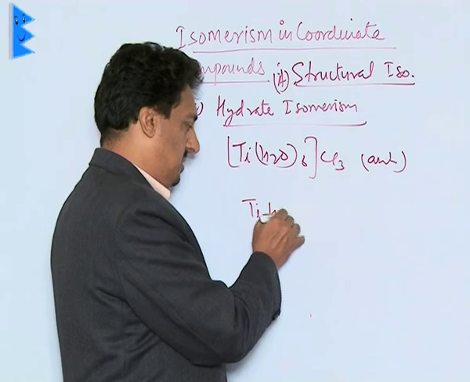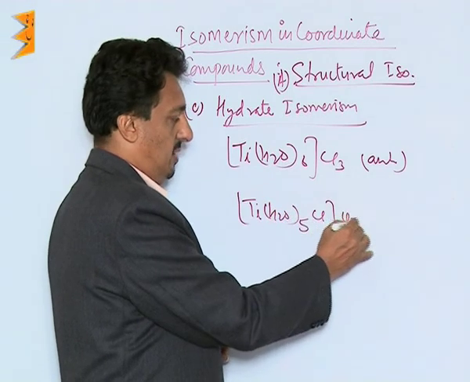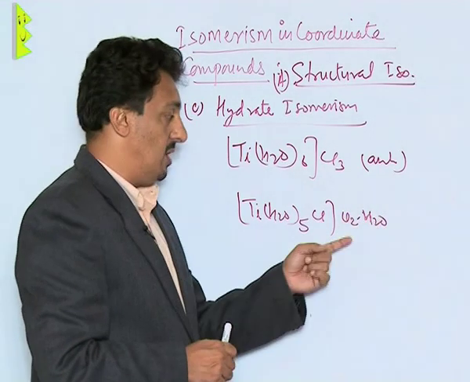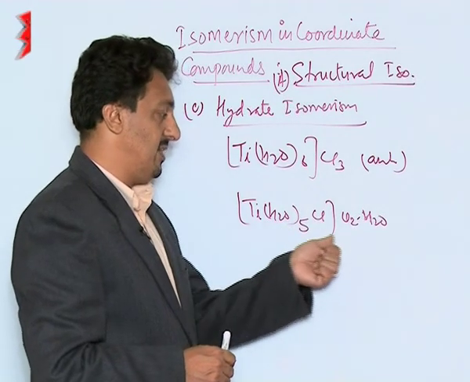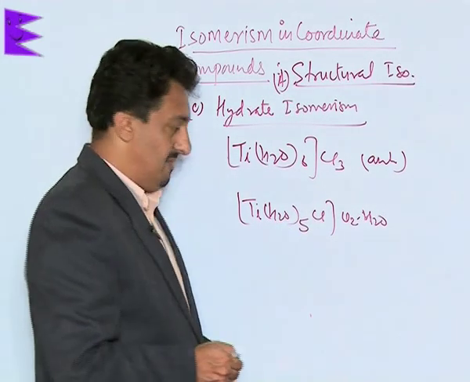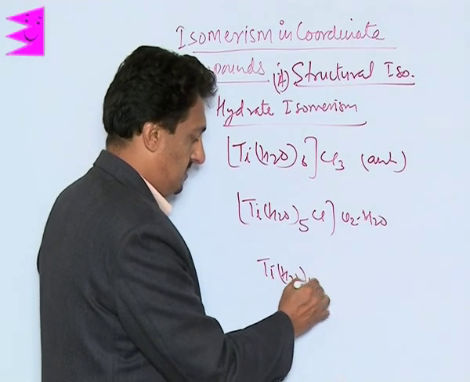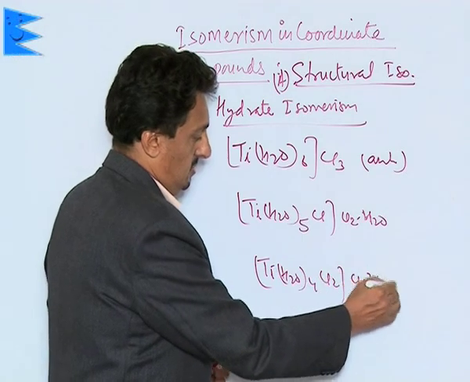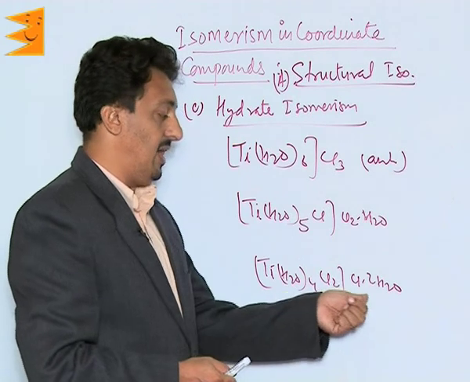So we can put one chloride inside like this. So there are 2 chlorides left out and 1 water is coming out of this. Now this is called monohydrate. This is pentaaqua chlorido titanium 3 chloride monohydrate. Whereas we can do one more replacement like this. So it's called dihydrate. Tetraaqua dichlorido titanium 3 chloride dihydrate.